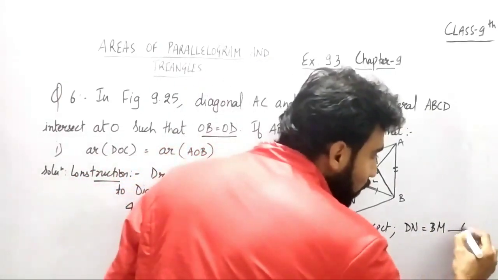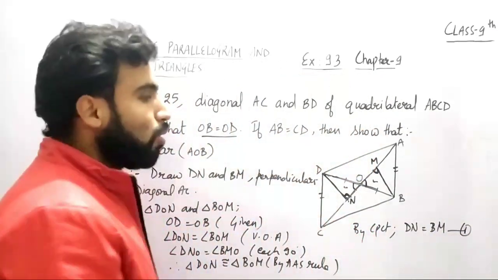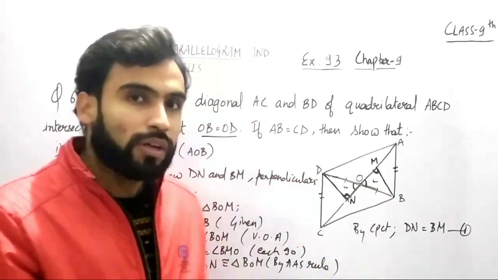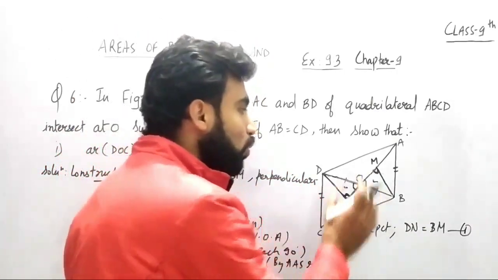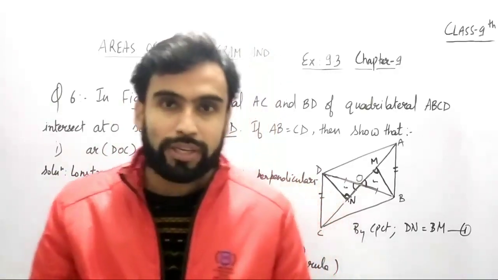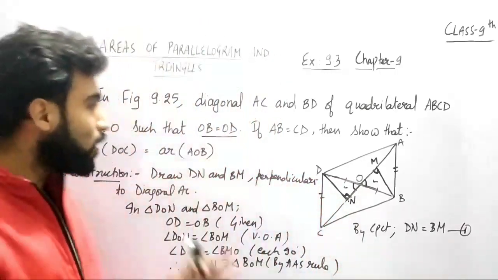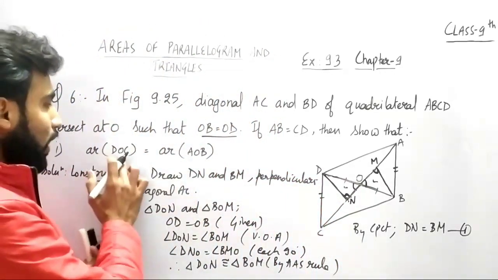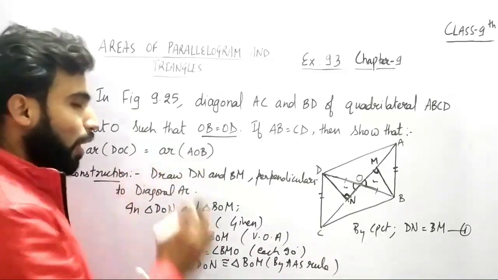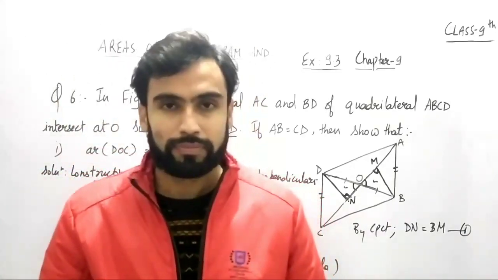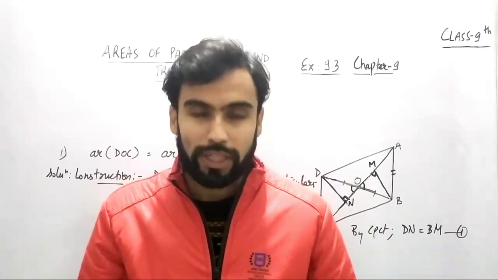Now let me just give it equation number first, right? So you can see here we have proved the first step that these two triangles are congruent, right? So this is the first step towards proving that the area of triangle DOC is equal to the area of triangle AOB. So students, अब बढ़ते हैं आगे.